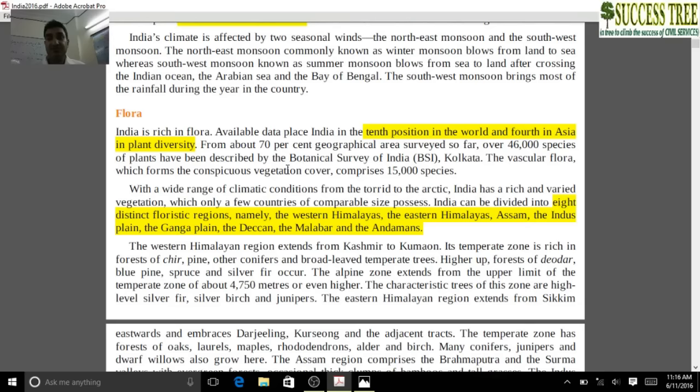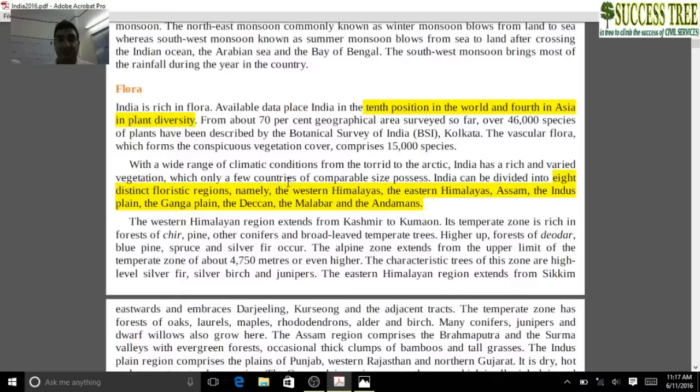Western Himalayas, Eastern Himalayas, Assam, Indus Plain, Ganga Plain, Deccan, Malabar and the Andamans. These are 8 distinct floristic regions. So go through these floristic regions once again. There are 8 floristic regions: Western Himalayas, Eastern Himalayas, Assam, Indus Plain, Ganga Plain, Deccan, Malabar and Andamans.